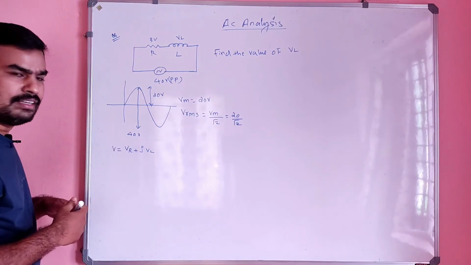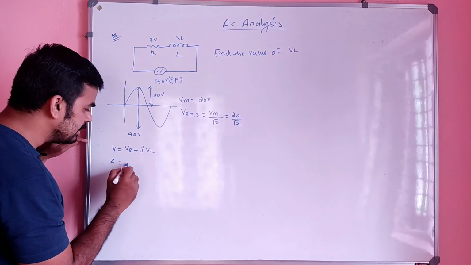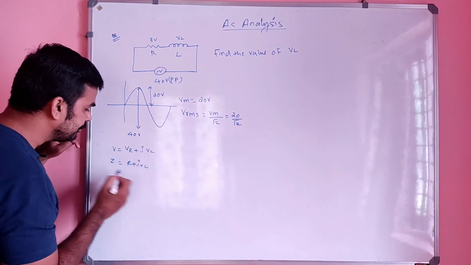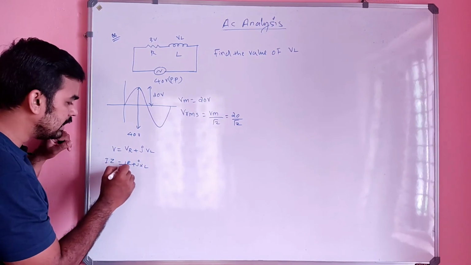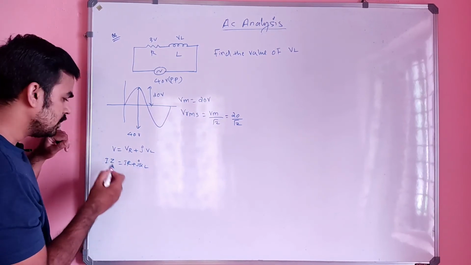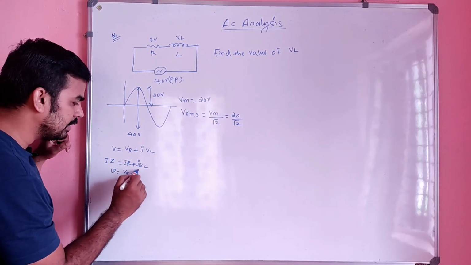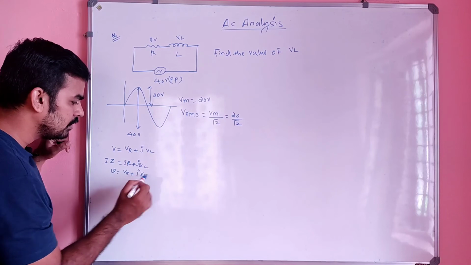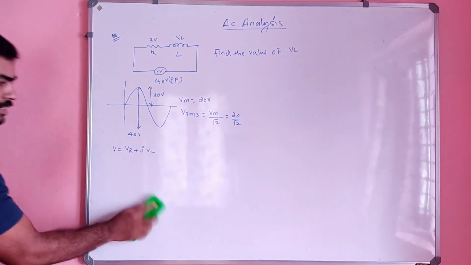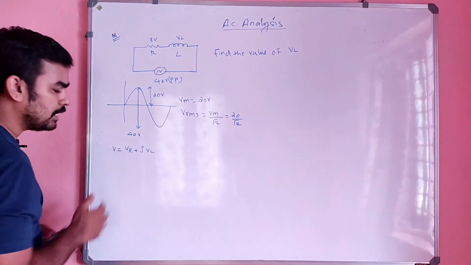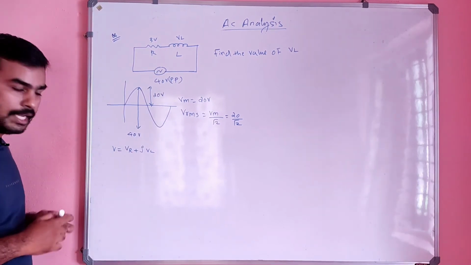How can we obtain this equation? Okay, let's check that. We have Z equal to R plus jXL. You simply multiply it with I. So IZ will be equal to I into R plus j into I into XL. I into Z will be nothing but V, I into R will be VR, and I into XL will be VL. Simple, that's all. Is it clear? So we have the equation V equal to VR plus j into VL.